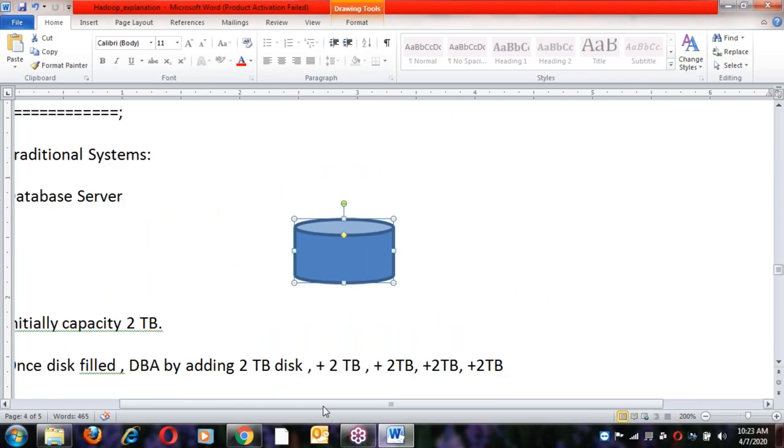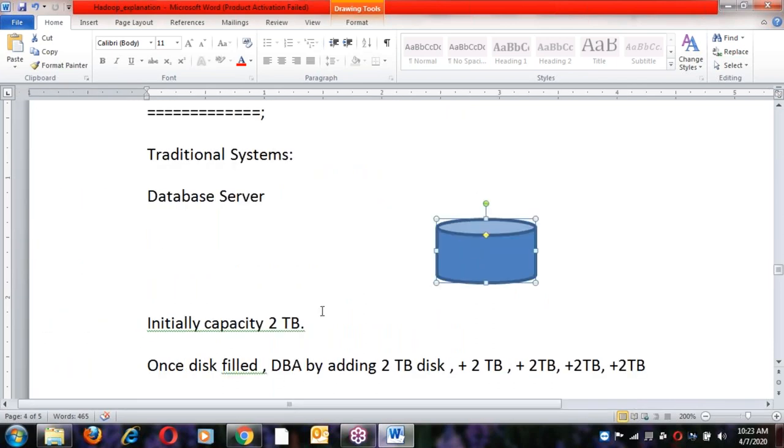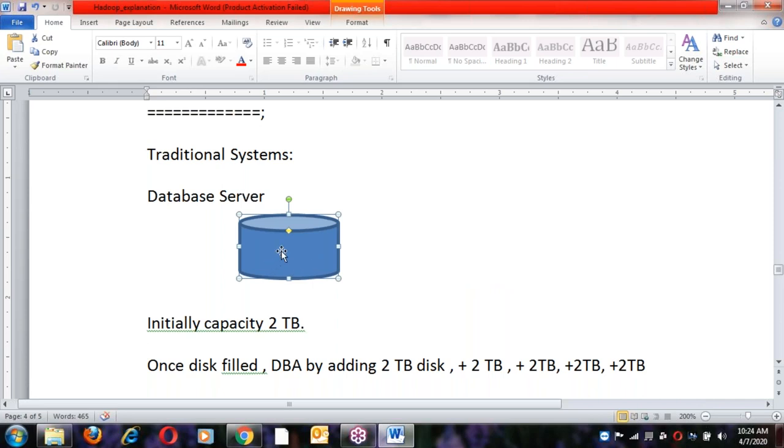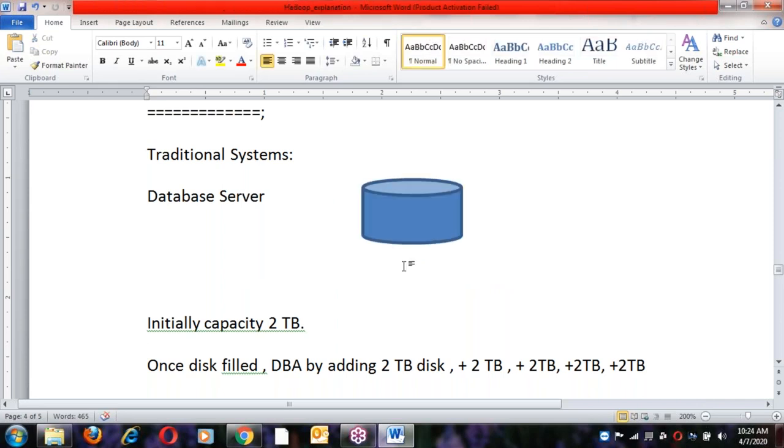All the transactional data is generated into the database server. The initial database server capacity is just 2 TB. Since data is continuously generated, at some point this 2 TB will fill up. Once it reaches 80% of the space, a warning message is raised. Suppose it reaches 90% of space, then a critical message is raised.